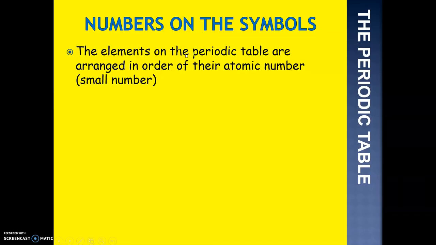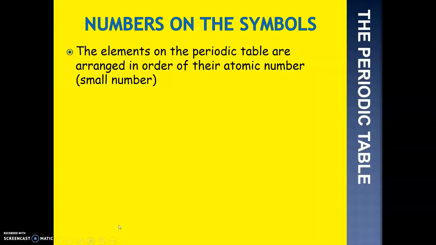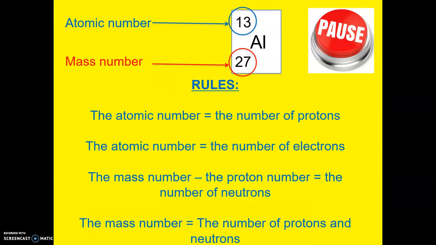So elements on the periodic table are arranged in order of their atomic number, the smaller number. So if we go back there, it's 3. So it starts off 1, 2, 3, 4, and all the way to, in this one, 89, the small number. So arranged in atomic number, the small number. Just like that. So, can you pause the video and just write down these rules with an example here? So pause the video, write down these rules.